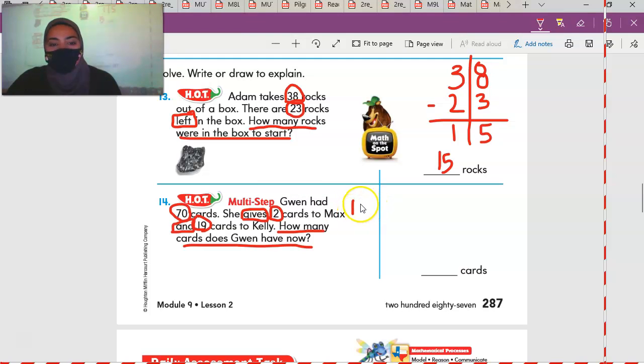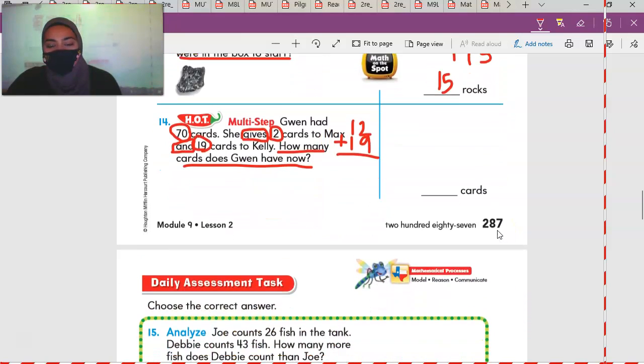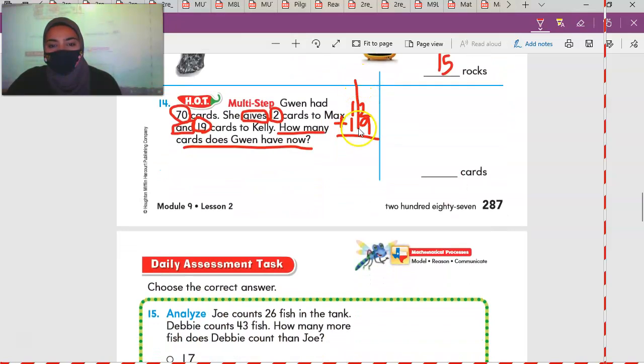Good job. First, we're going to add the number of cards she gave away. She gave away 12 and she gave away 19. So we're going to add 12 plus 19, which is, what's 2 plus 9? 11. What's 1 plus 1 plus 1? That's 31. But hold on, she had 70 cards, and then she takes away 31 cards. How many cards does she have left?